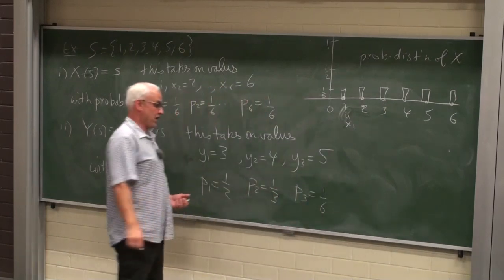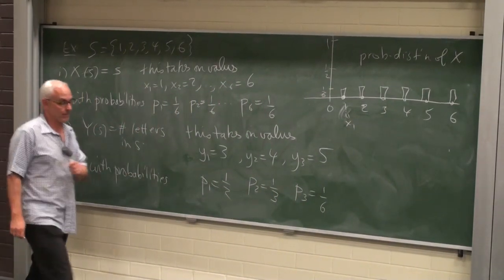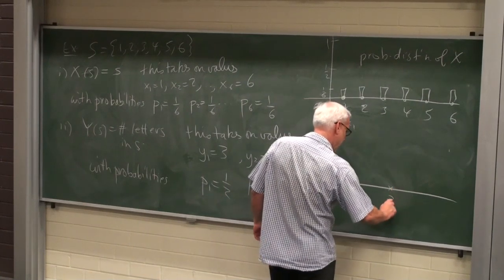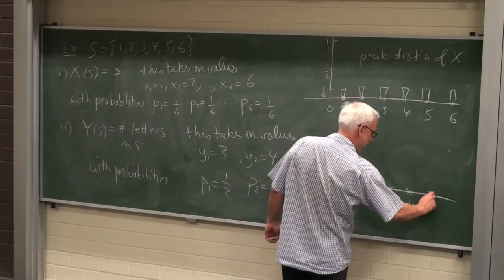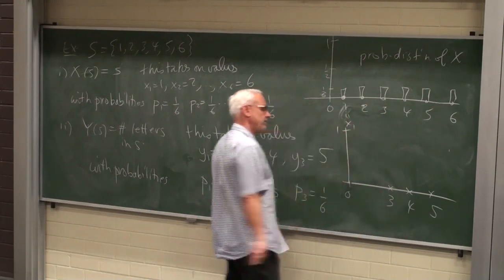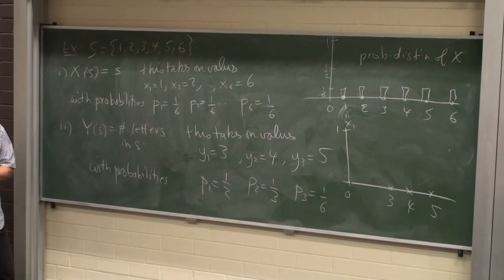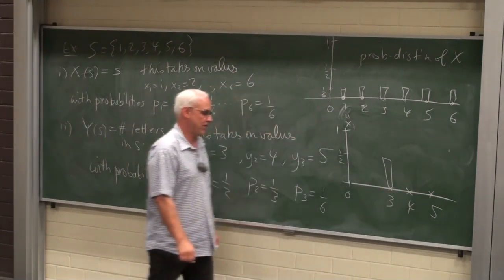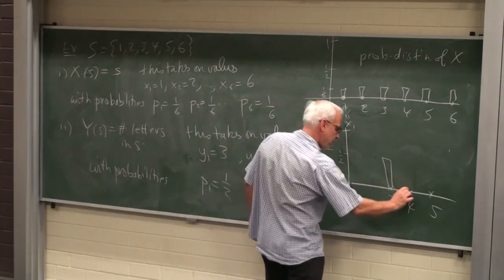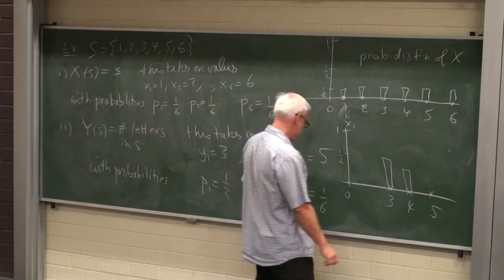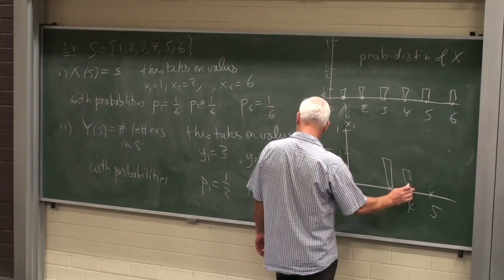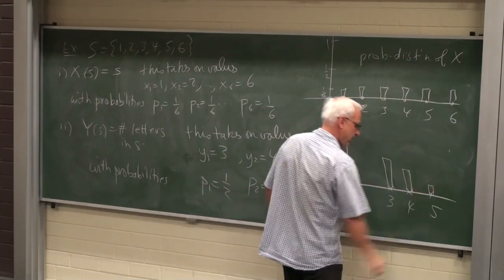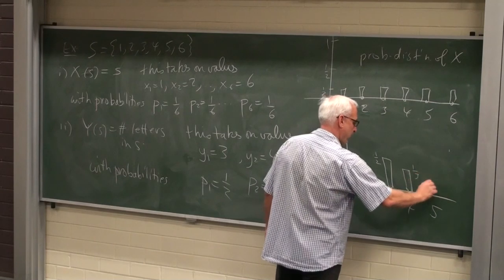What about the probability distribution for y? Well, it takes on what values? The value 3, which is over here, the value 4, and the value 5. And what are the various probabilities of those values occurring? 3 takes on the probability 1/2. 4 occurs with probability 1/3, and 5 occurs with probability 1/6.